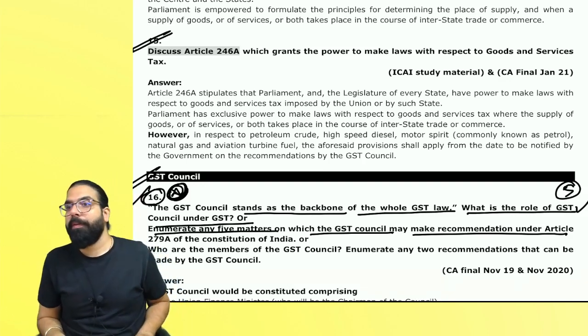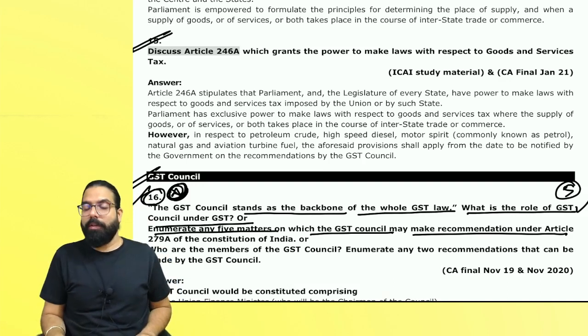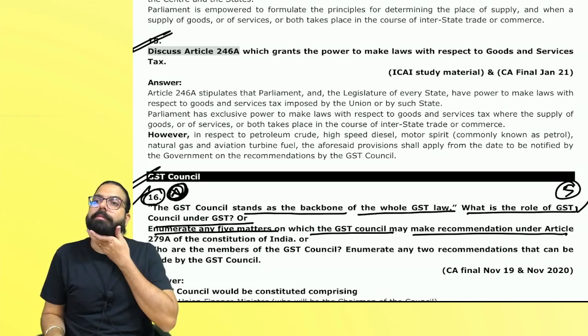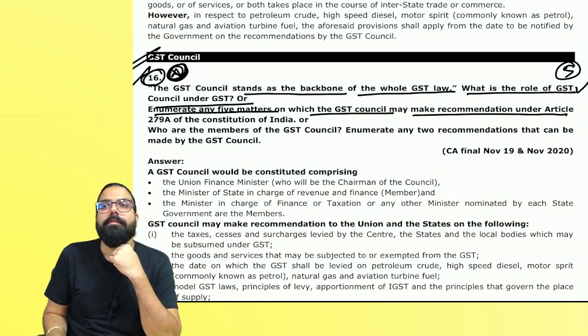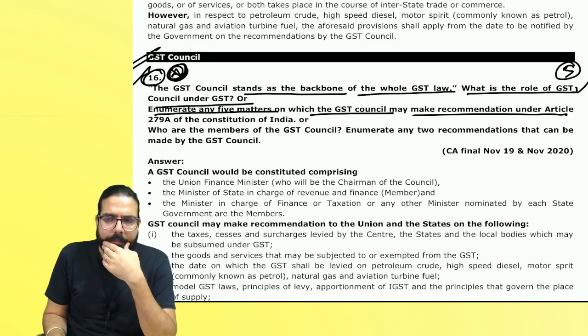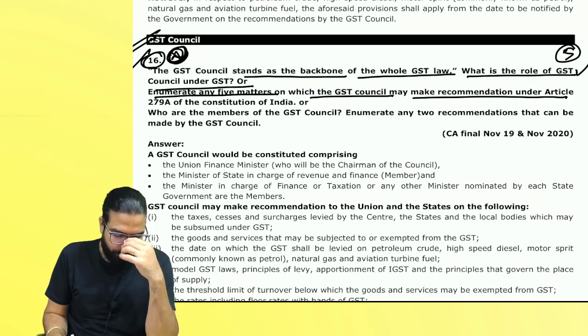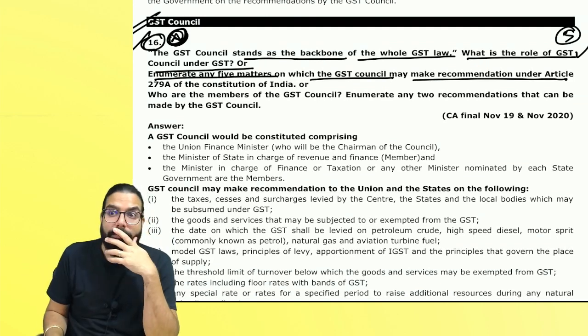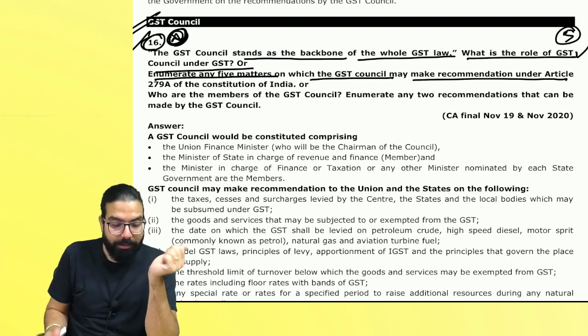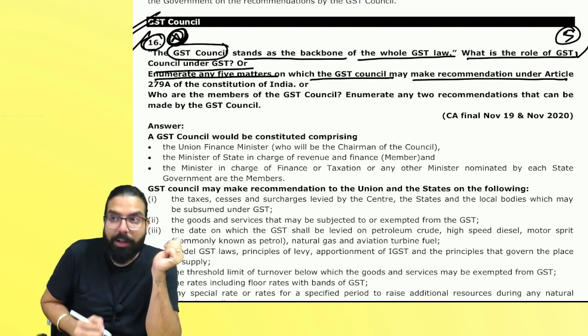Can I go ahead, everyone? Madam, you wrote your answer. Can you read out your answer? The central and state legislature has power to levy taxes on supply of goods and services. The Parliament, the central government has exclusive power to make laws with respect to goods and services supplied outside the state. Madam, that was not asked. You're talking about Article 246 and 269. What they are asking is about the GST Council.